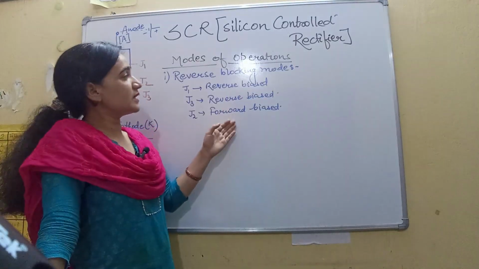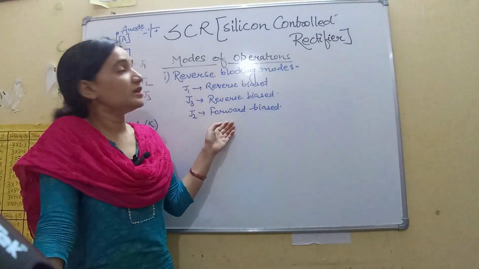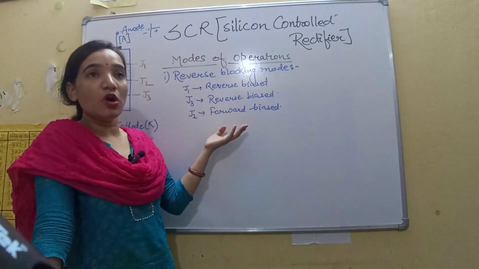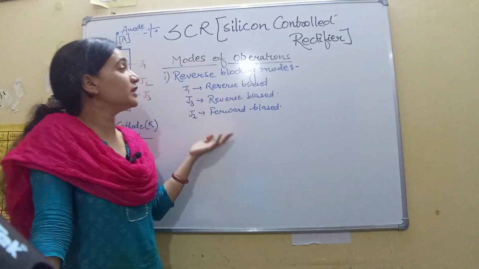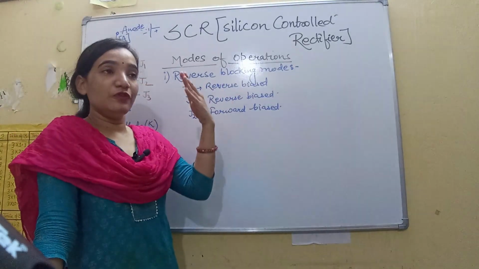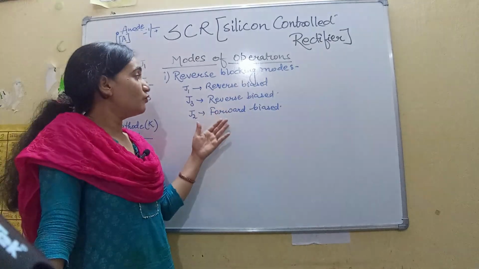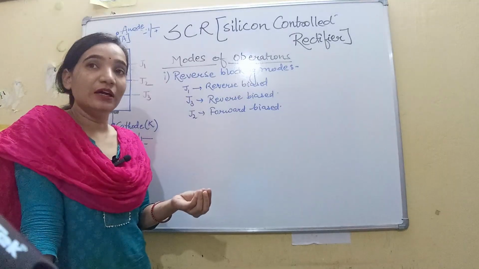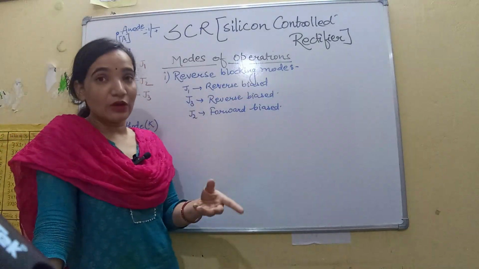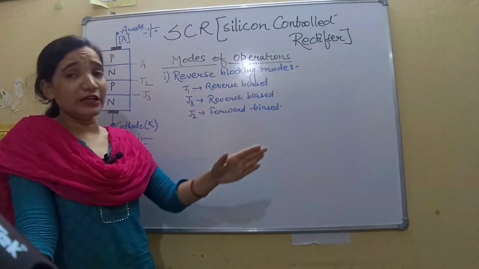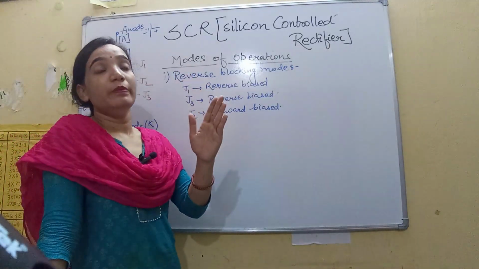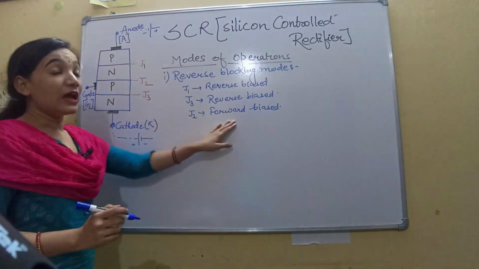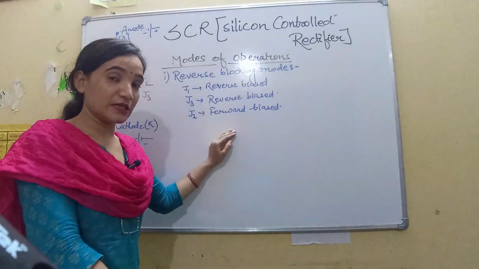So in this condition, the SCR is in reverse mode, and a very small reverse leakage current is flowing through the SCR. If we further increase the voltage source, then the breakdown will occur, and after that, at a constant voltage, the current will start to flow in the reverse direction. We will understand this through the VI characteristics also.